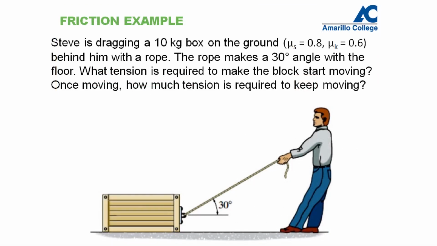Okay, let's jump into a friction example problem. The problem reads, Steve is dragging a 10-kilogram block on the ground behind him with a rope, and the problem gives us that the coefficient of static friction between the block and the ground is 0.8, and the coefficient of kinetic friction is 0.6. The rope makes a 30-degree angle with the floor. What tension is required to make the block start moving?